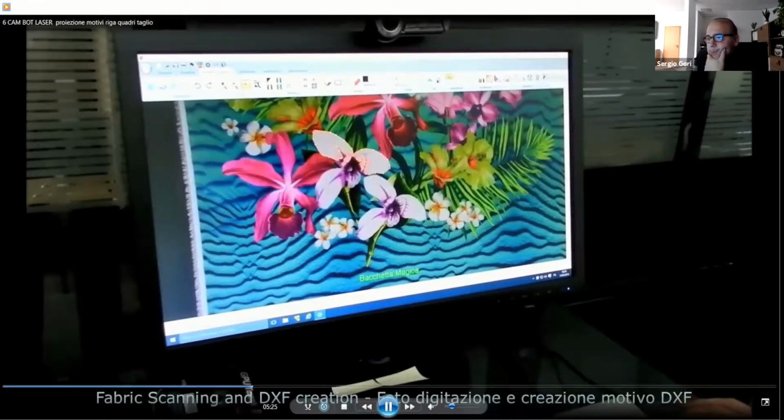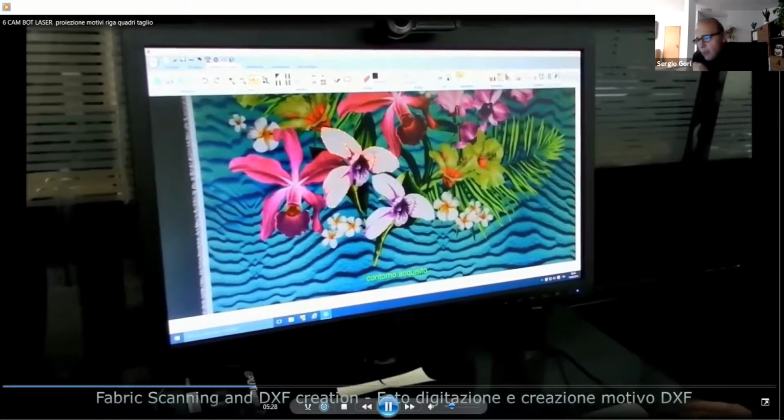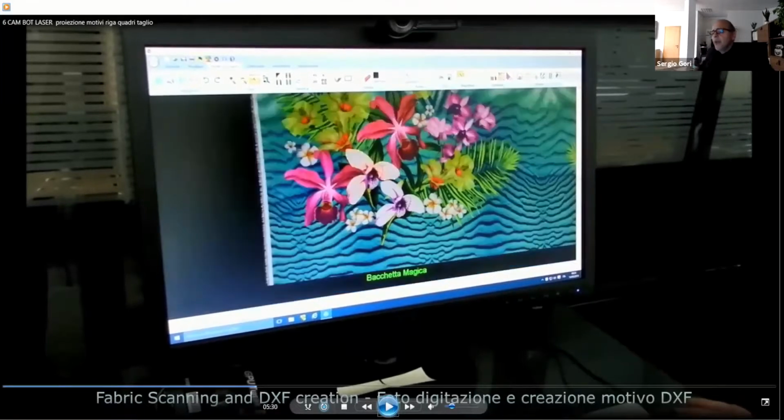What is it doing now? Now the operator explains to the system how he wants the assembling, exactly the position of the flower in the shirt, as per the designer's instruction.